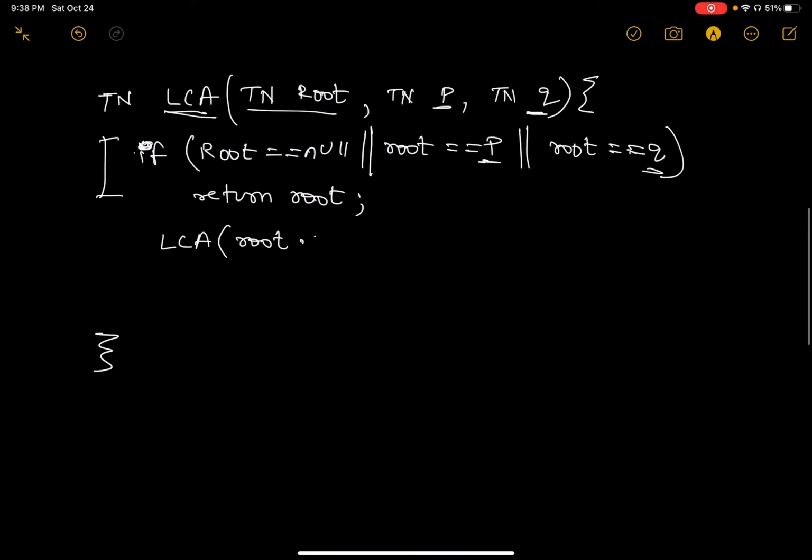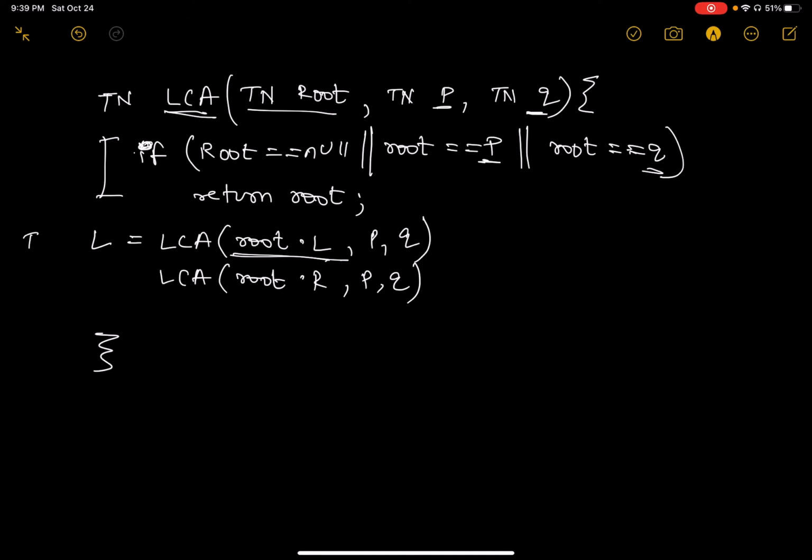So the recursive calls would look very simple. It will be root.left, comma, P, comma, Q. So we are just passing the new root, that is the left subtree's root node, and similarly the right subtree's root node, and both of them would return us a node. Either it could be a null value or it could be a value of P or Q.